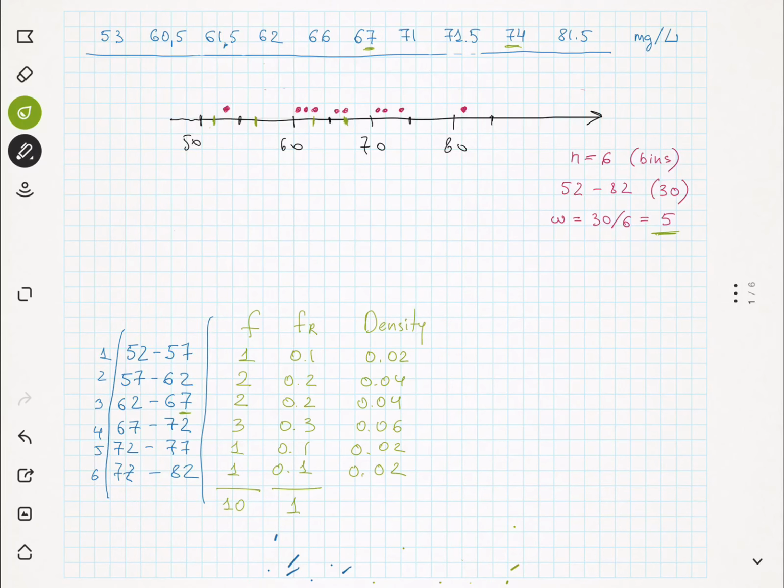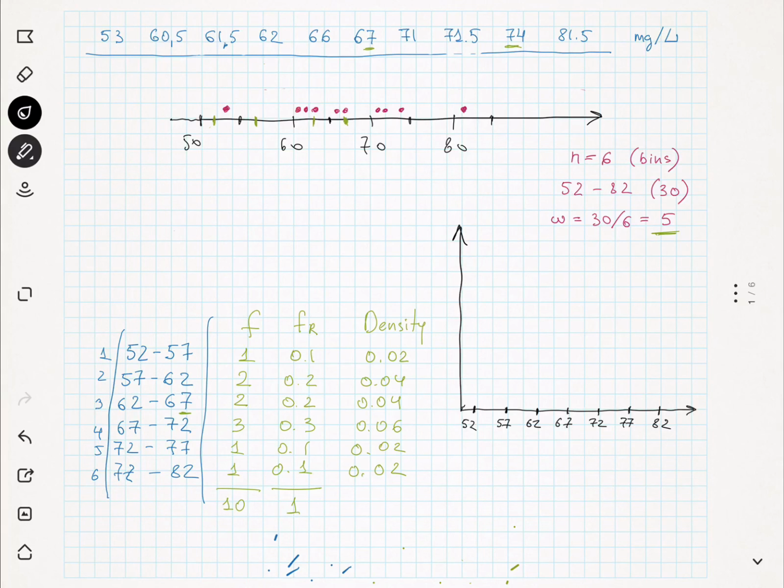Now we can make a histogram. First of all, we need to draw the x-axis like this. Then I will define these 6 bins: the first, second, third, fourth, fifth, and sixth. So we have 52 here, 57, 62, 67, 72, 77, and 82. Okay. Now we define the y-axis, this one.